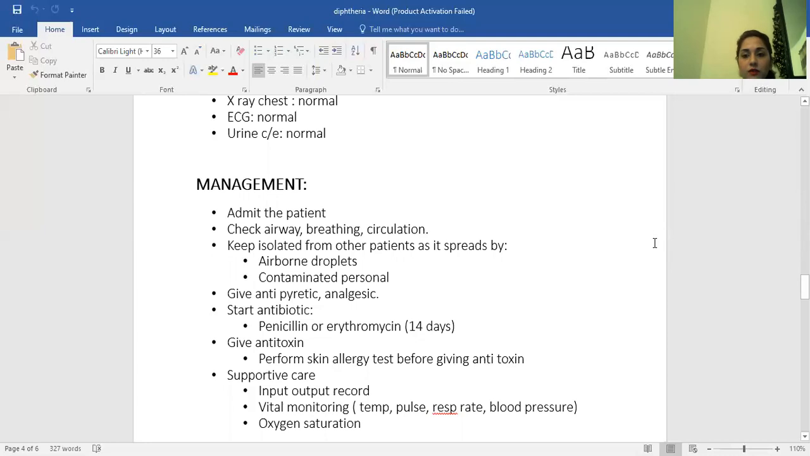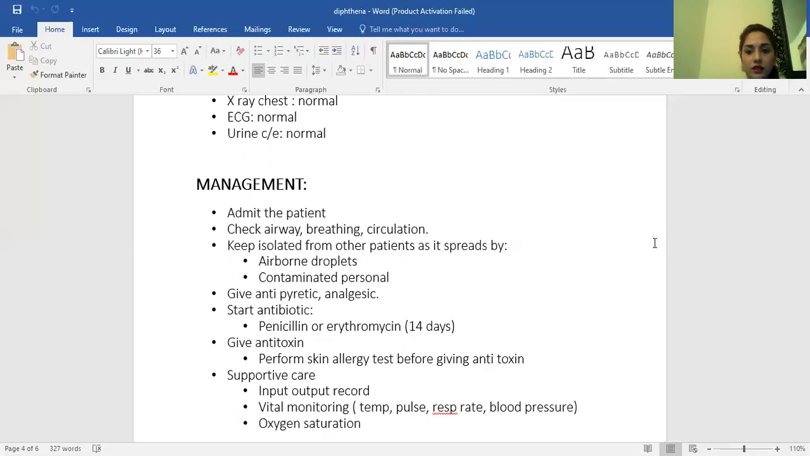Now, what is the management plan? First, admit the patient, and a basic principle is to maintain the airway, breathing, and circulation. Keep the patient isolated from other patients, which is important because it spreads by airborne droplets and contaminated personnel. And also protect yourself by wearing gloves and a mask and taking proper sanitation after coming in contact with the patient. Give him antipyretics for high fever and then analgesics for pain relief.